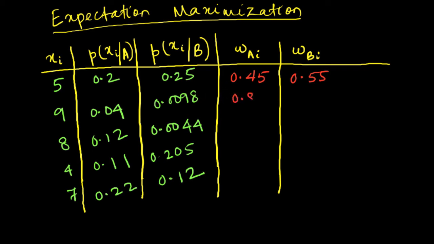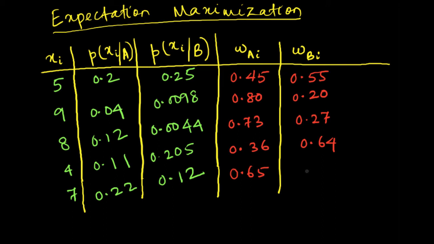Then you have 0.80 and you have 0.20. Then you will get 0.73 and then you will get 0.27. Here you will get 0.36, 0.64, and then you will get 0.65, and then you will get 0.35.